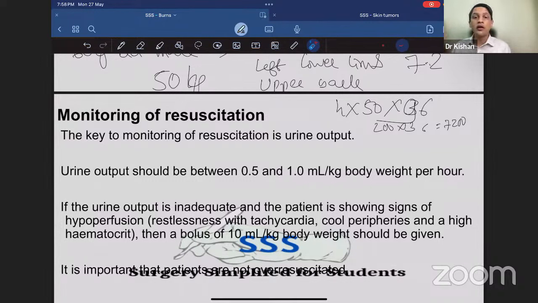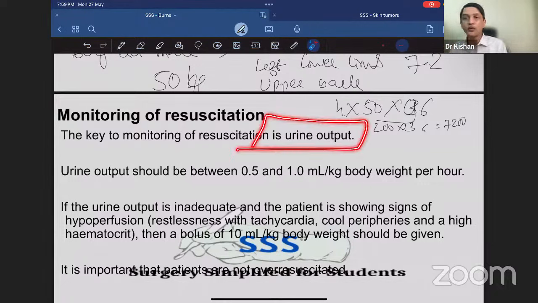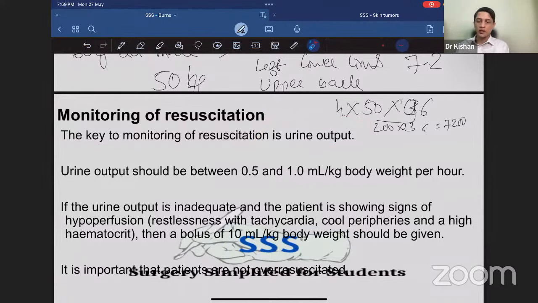So how much to give? 10 ml per kg bolus. If you are 50 kg, then 500 ml, one bottle full of normal saline or Ringer lactate, you give as a bolus immediately. Even then, if it doesn't improve, then you have to start some inotropes. That's how you manage. The main thing you should remember at this point is that you monitor fluid resuscitation by hourly urine output.